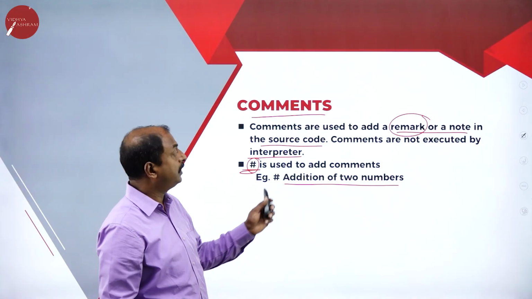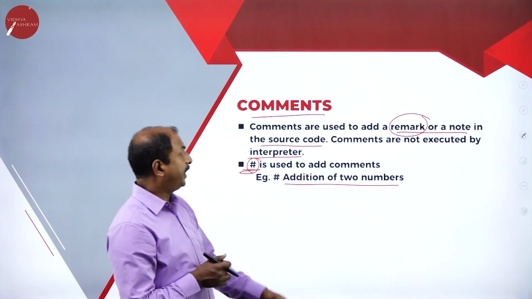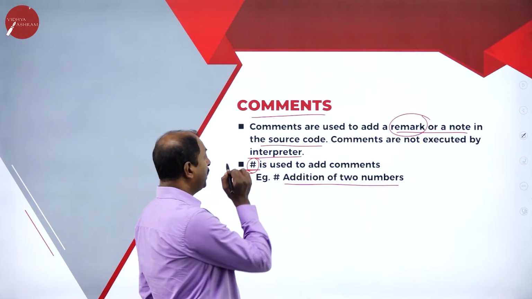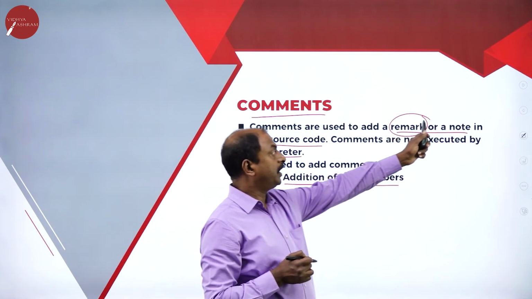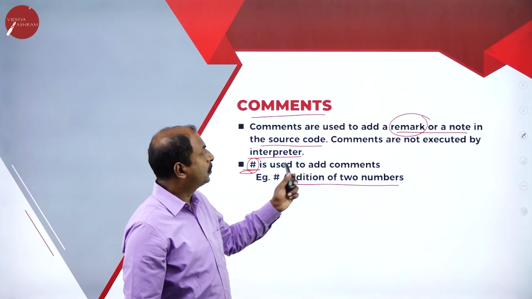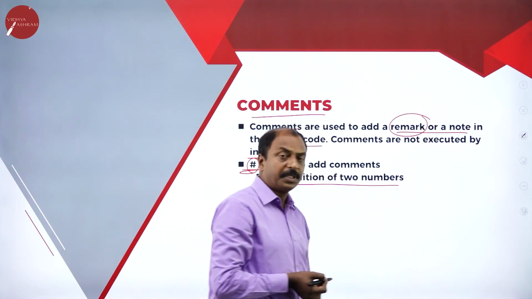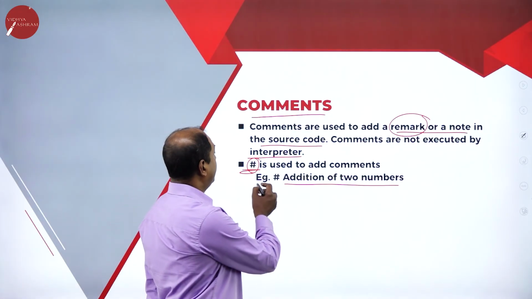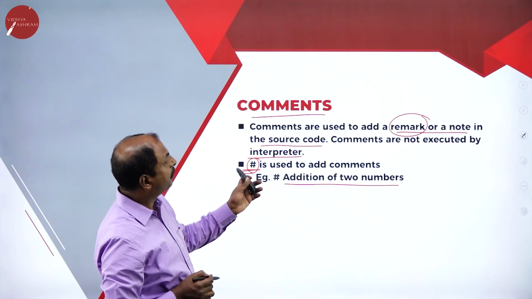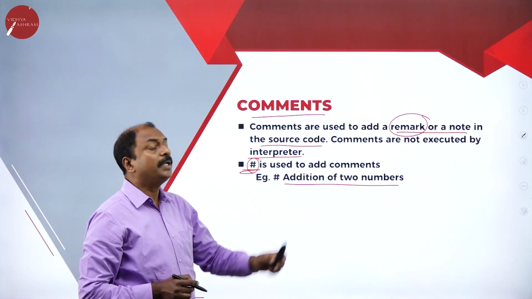So in this example, the statements we are writing are in a Python source code, and at any point of time, in any line, we can make use of hash to remark on any of our programming statements. So we can use hash to make a comment or remark on any of the programming statements in a program. And any line which starts with hash will be ignored by the Python interpreter, so it will not be executed.